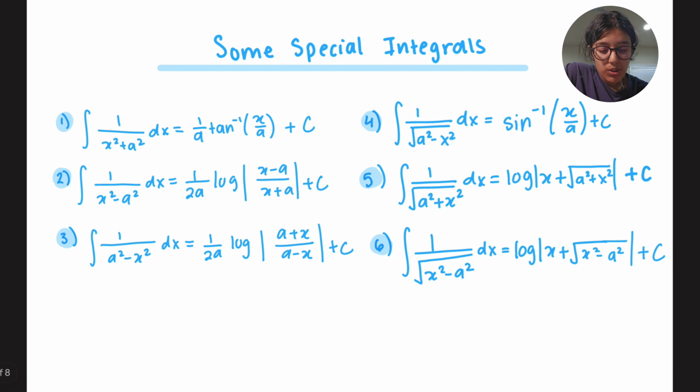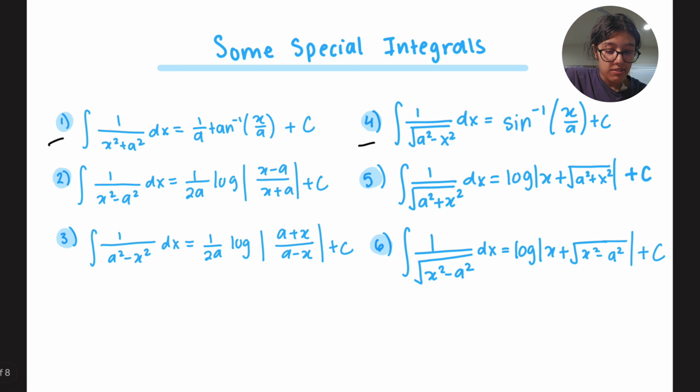We have the integral of 1 over x squared plus a squared dx equals 1 over a tan inverse x over a plus c. That should be a little bit familiar. I think number 1 and number 4 should be familiar because we're dealing with inverse trig functions. But for the other 4, I think memorization will come along when we do these problems.